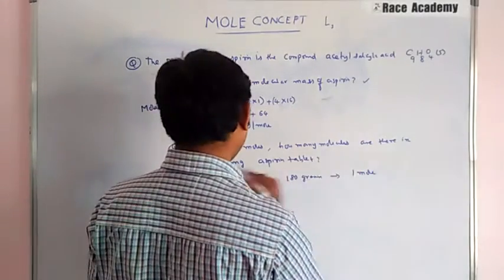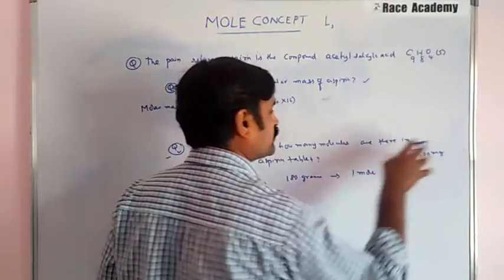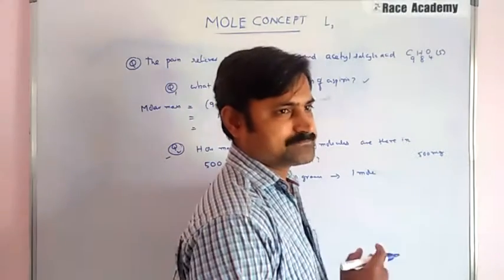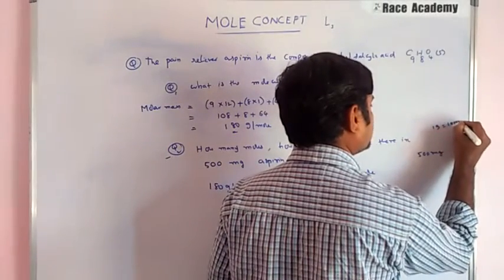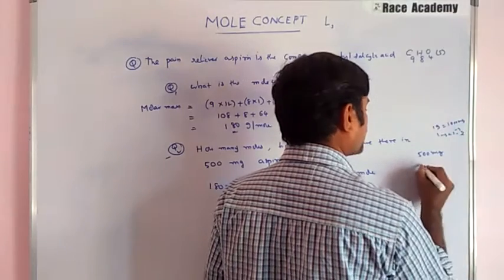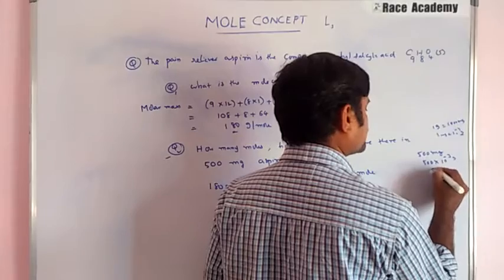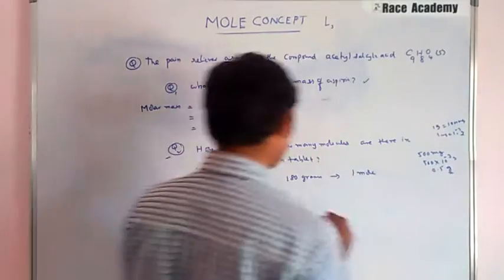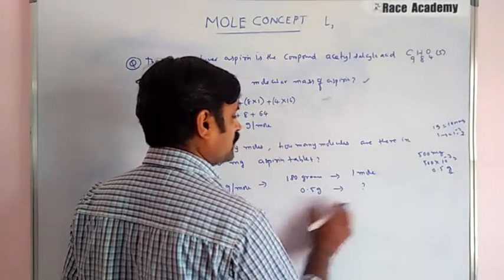Even though they have given 500 mg, you can convert that into grams. 1 gram is equal to 1000 mg. So 1 mg is equal to 10 power minus 3 grams. So you can write 500 into 10 power minus 3 grams, which is 0.5 grams. So you can write here 0.5 grams is equal to how many moles?